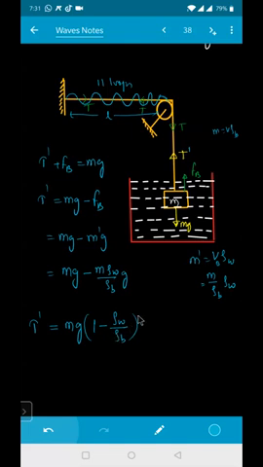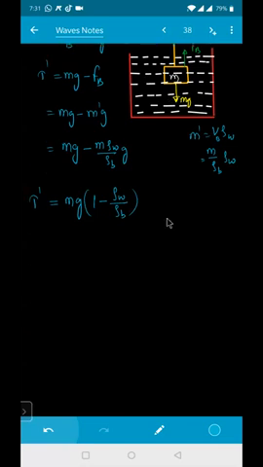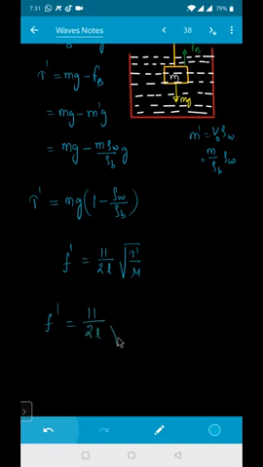Now frequency, you write the answer for this one. The frequency for this one is F = 11 loops, so F = 11/2L under root of T divided by mu. The frequency in water is F dash, which will be equal to 11/2L under root of T dash, and T dash is mg into (1 minus density of water divided by density of body) divided by linear mass density mu.